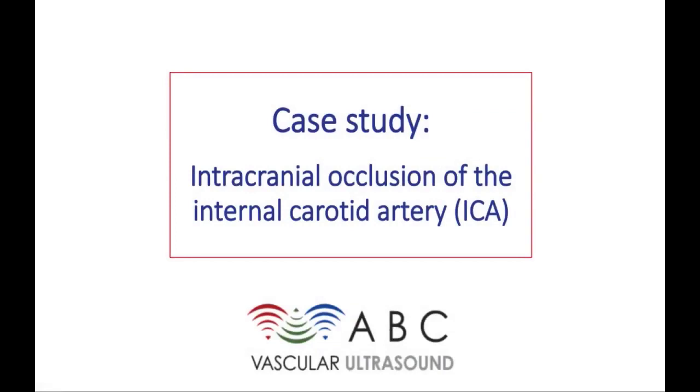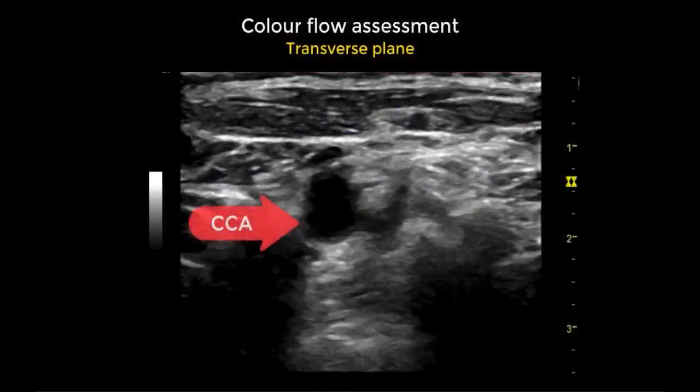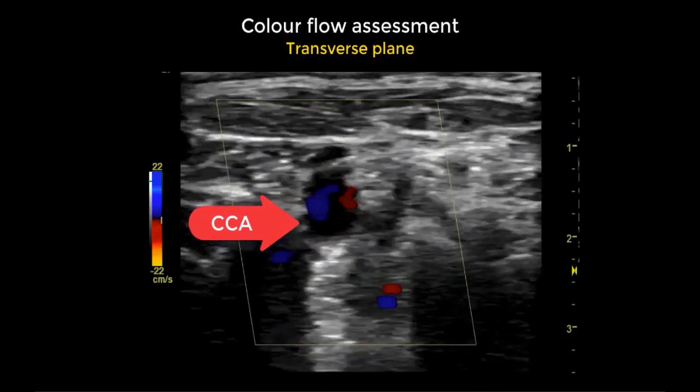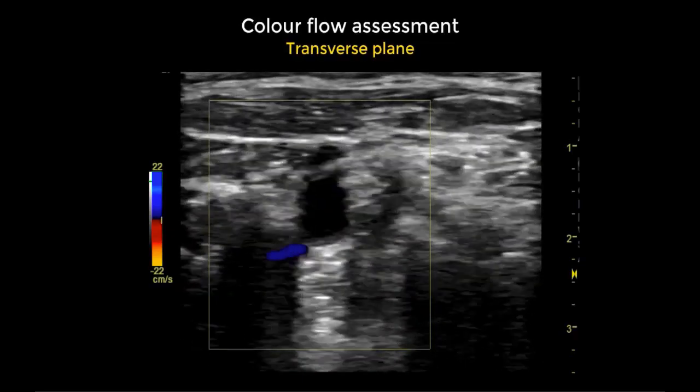Hi, and welcome to ABC Vascular Ultrasound case study: Intracranial Occlusion of the Internal Carotid Artery. In this video case, we'll show you what are the diagnostic criteria to suspect the presence of an obstructive intracranial carotid disease. We start the assessment using color flow of the common carotid artery.